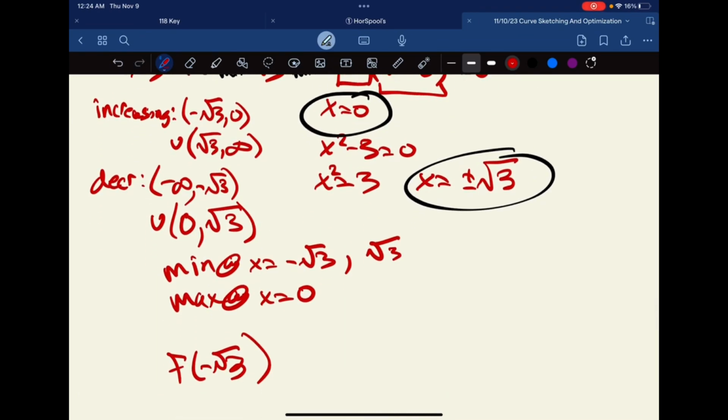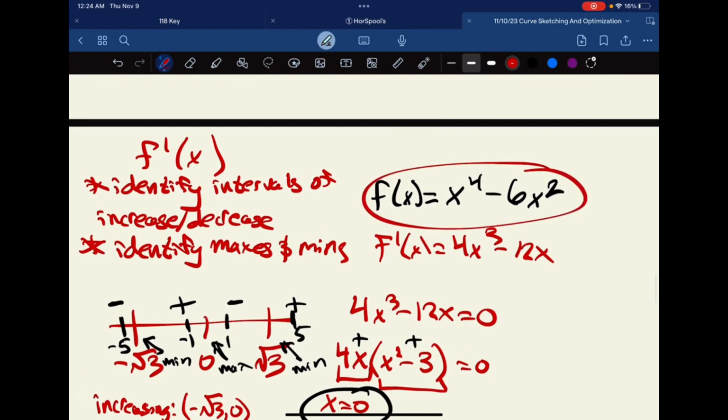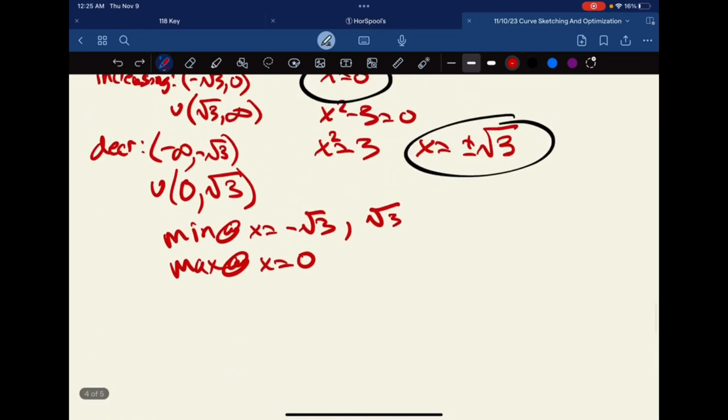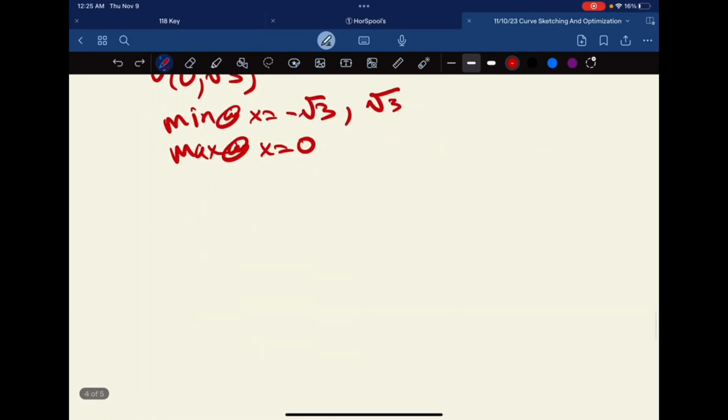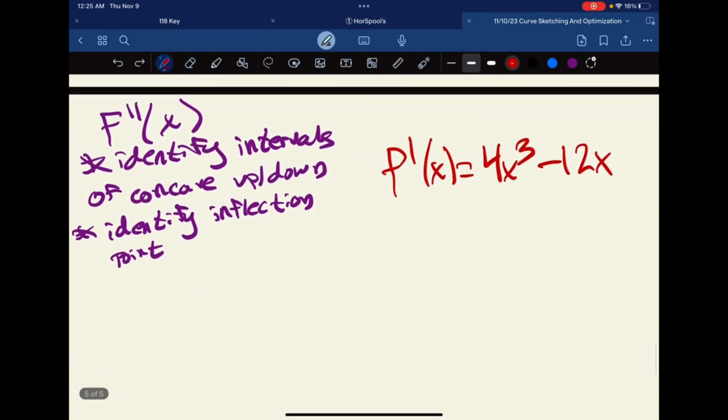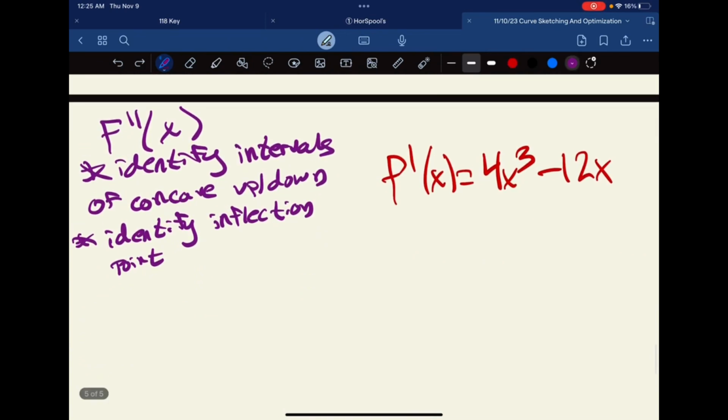But on the test, you'd probably be asked to actually find those. So just remember, you plug it back into the base function, not the first derivative. Okay, so now we can move on to our second derivative. So we already took our first derivative.